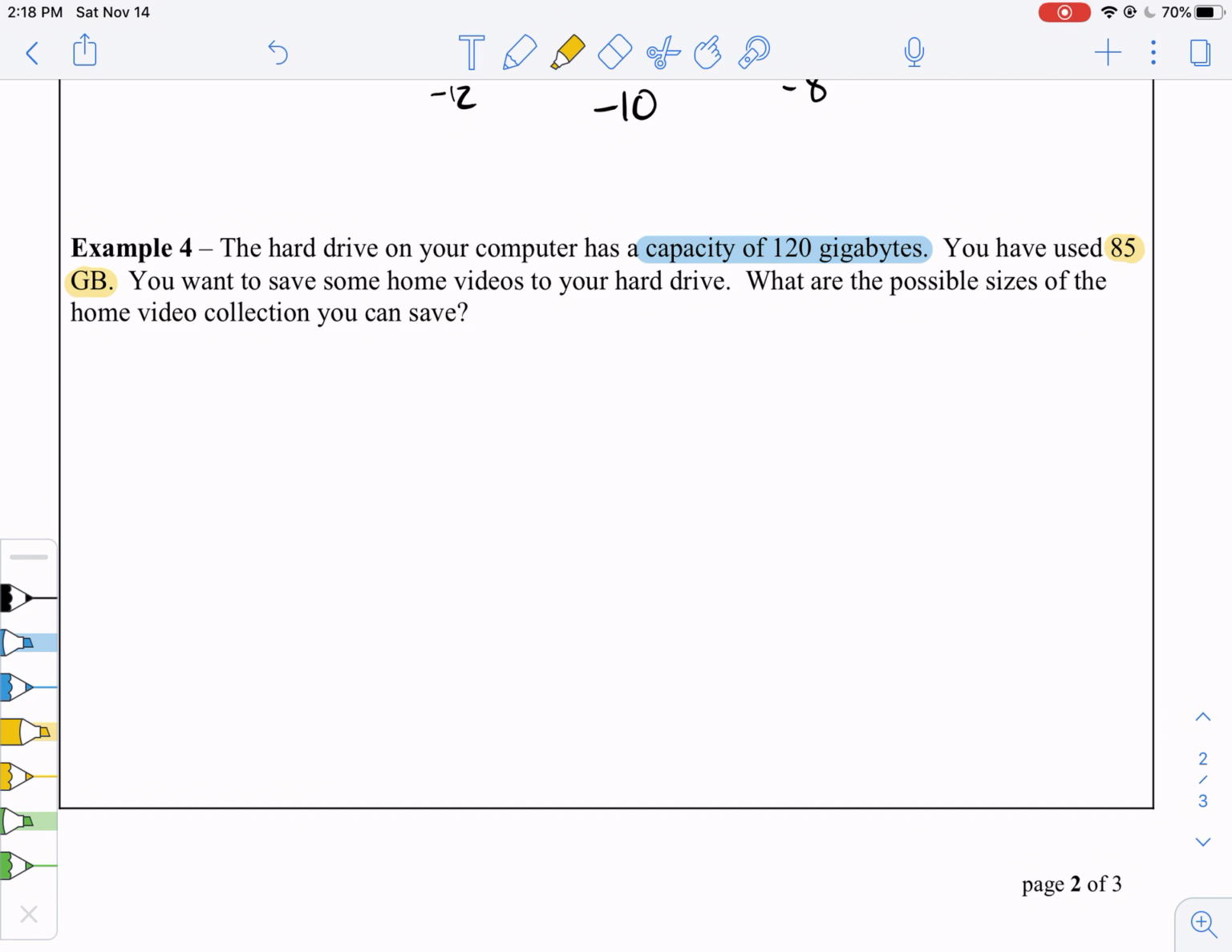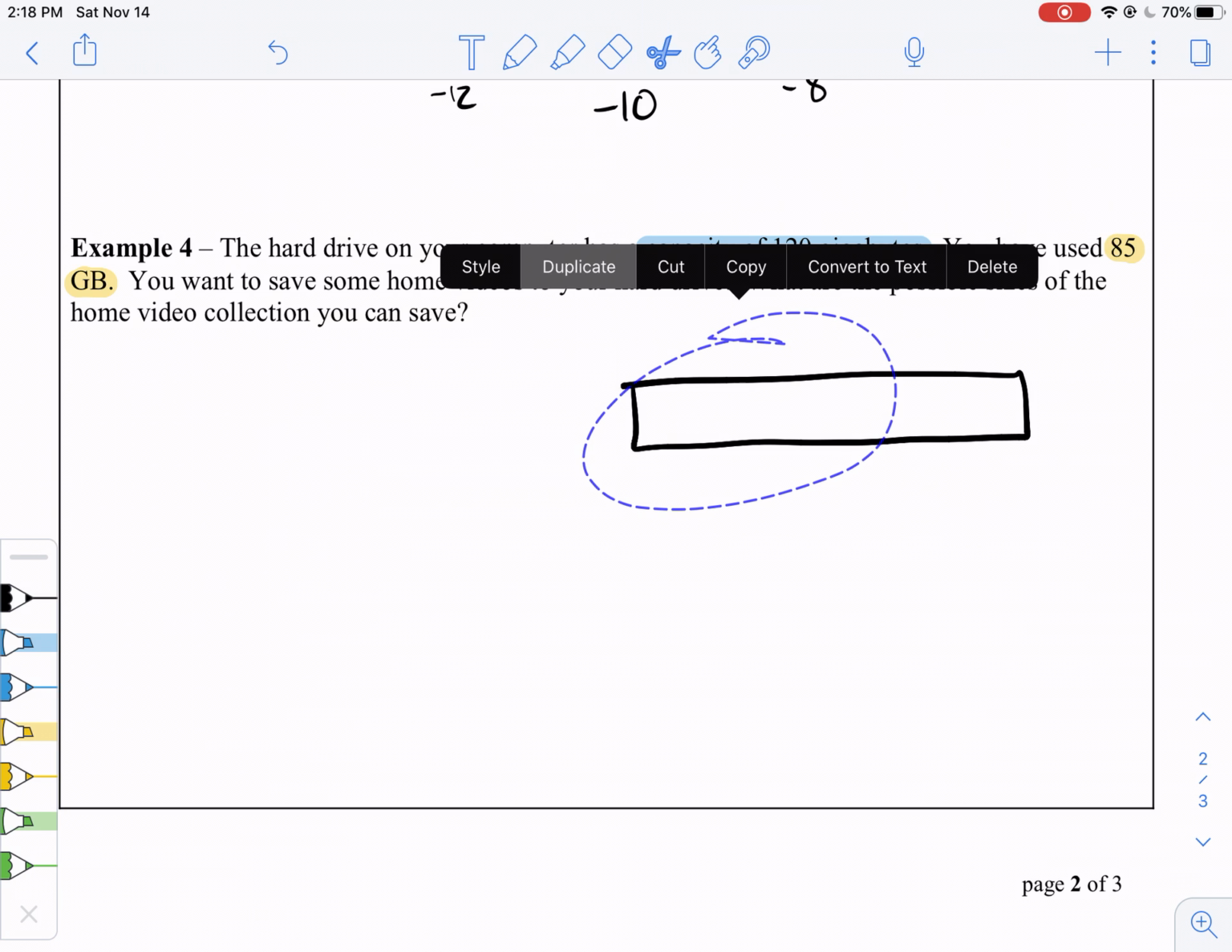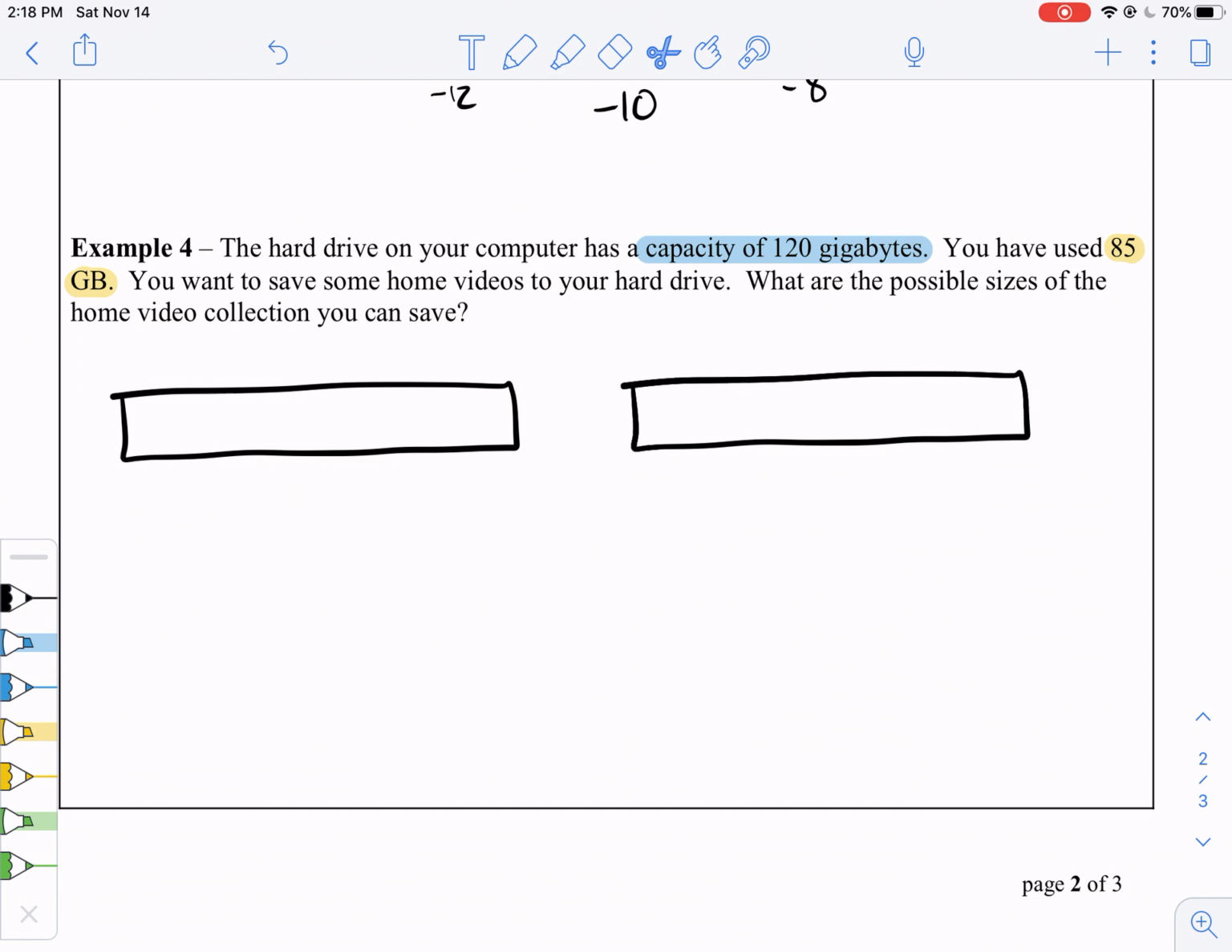Well, I'm going to draw a diagram to help me plan this out. So I know that in total, because we're dealing with memory, I'm going to draw one of those memory banks and I'm going to make it the same size. Nice. Okay. So I have a capacity of 120 gigabytes. So I can use 120 gigabytes in total. And I have already used 85 gigabytes. And this is not going to be to scale, but like there. 85 gigabytes is already taken.